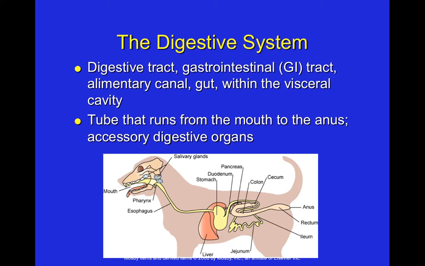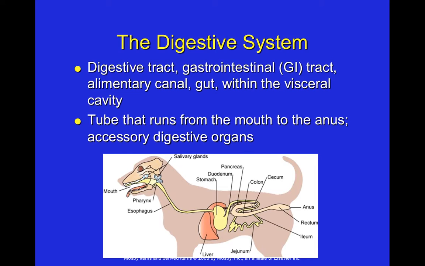So when we're talking about the digestive system, there are a couple of other terms that we can use to name it. As with anatomy, there are always about 15 ways to label one thing. So digestive tract, also called gastrointestinal tract. Gastro is referring to the stomach, intestinal is referring to the small and large intestine. Alimentary canal, the gut, and it's within the visceral cavity. When we talked about the thorax, we talked about the pleural cavity. So again, it's the differentiation. The pleural cavity is that of the thorax, and visceral is that of the abdomen.